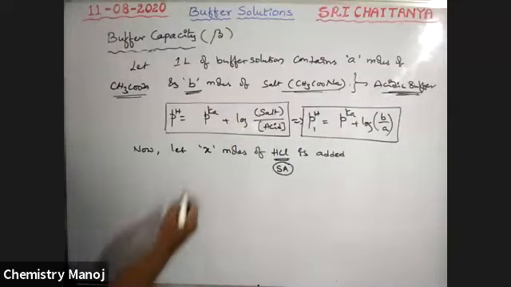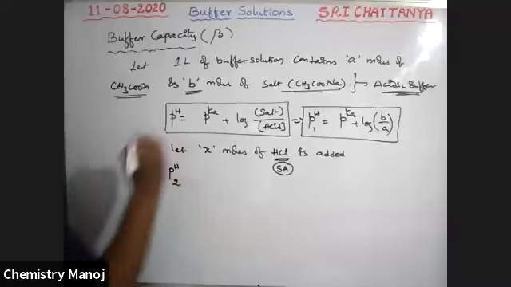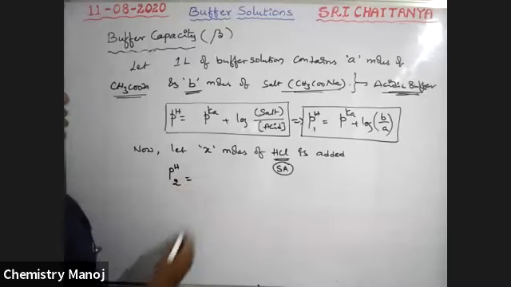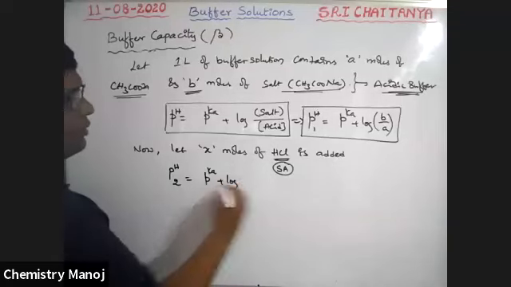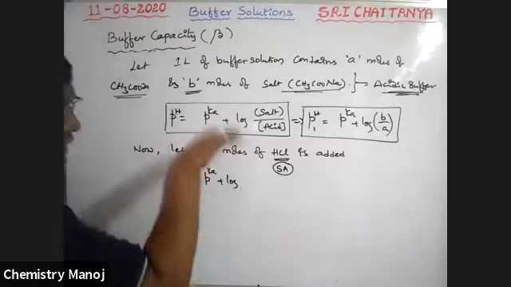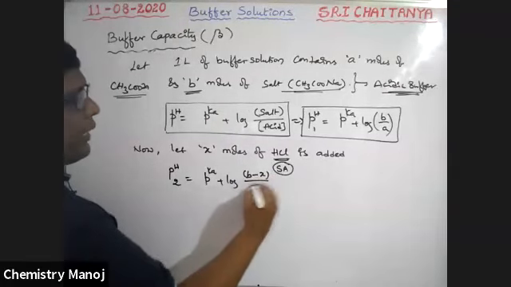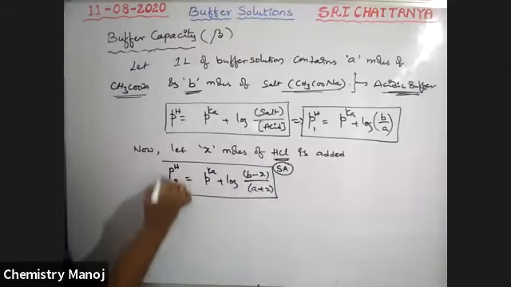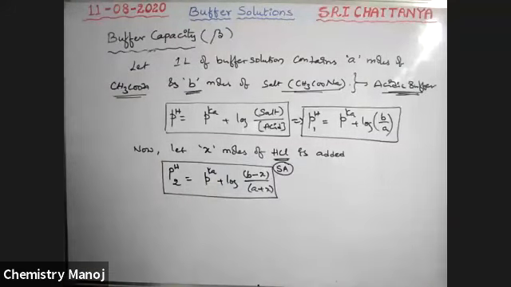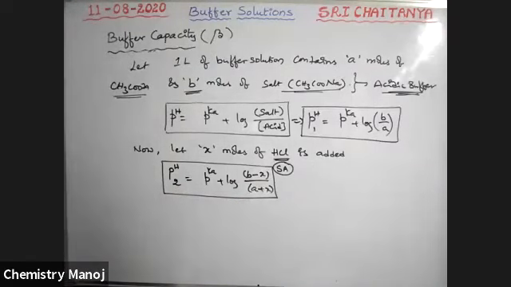New pH is, therefore, pH of this solution after addition of this X moles, that is taken as pH 2 only, which is equal to pKa, that is not changed, plus log, actually salt concentration decreases, acid concentration increases, so that is B minus X by A plus X. This is what I told yesterday. So this is the new pH, my dear boys.